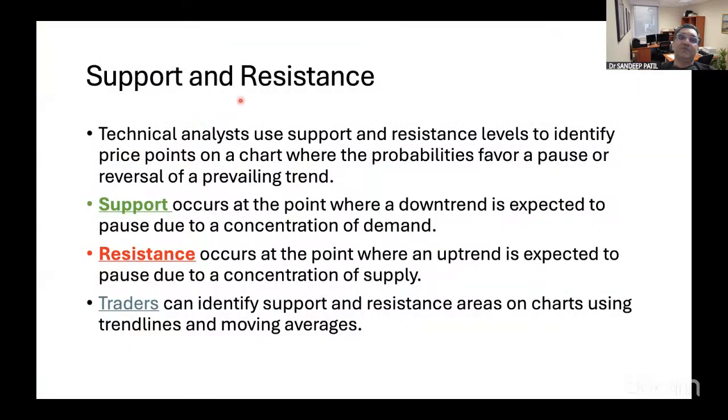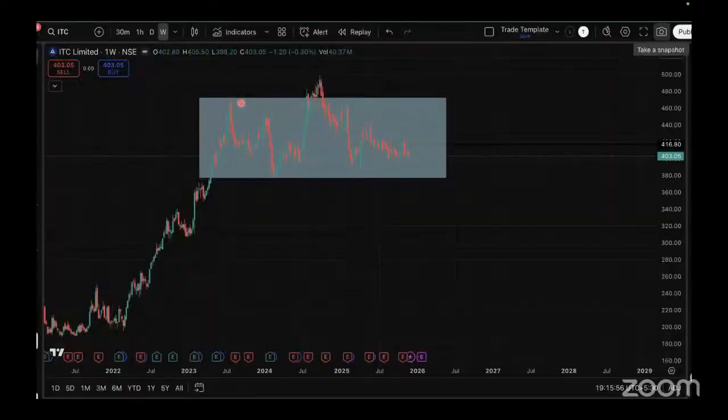So coming to support and resistance, we can look at this along with our basic principles of Dow and Elliott that these waves are corrective. They are just three waves.